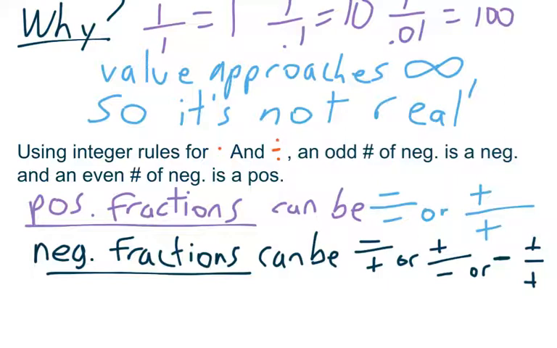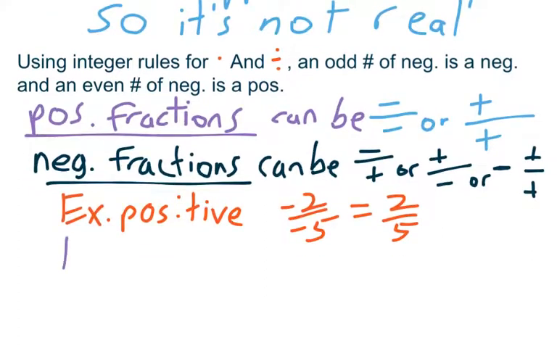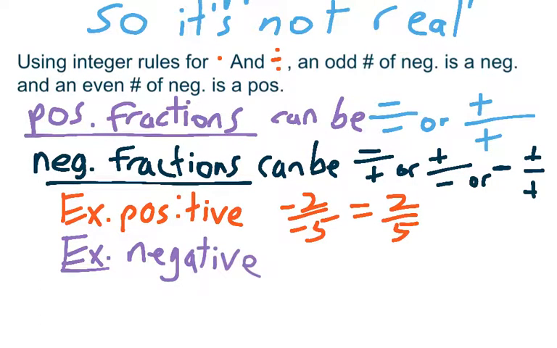So an example for positive would be negative 2 over negative 5, because that equals 2 over 5. Negative 2 divided by negative 5, that's an even number of negatives, so it's a positive number. And then an example for negative, remember we can write that 3 different ways. So that could be negative 1 divided by 4, or 1 divided by negative 4, or the opposite of 1/4.